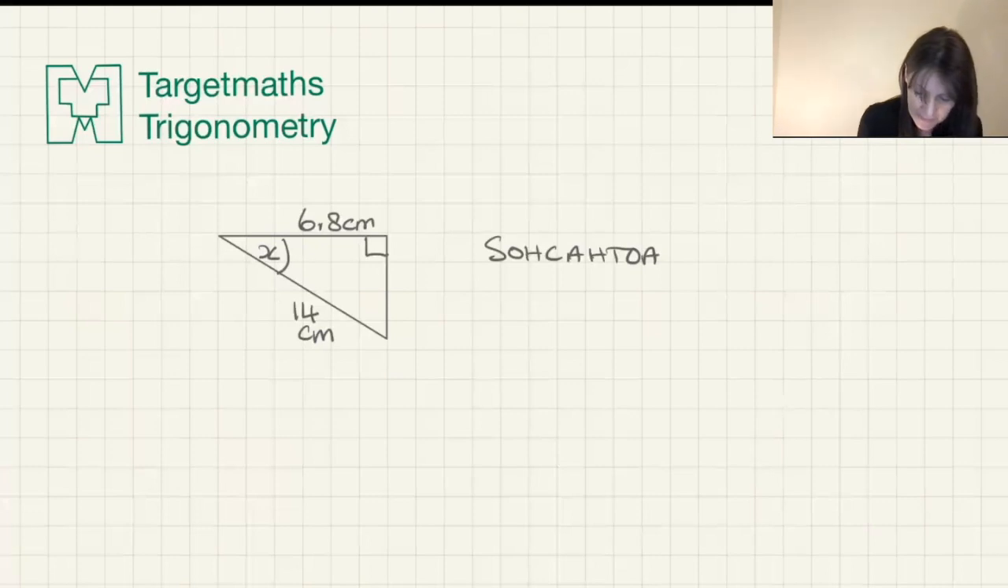Okay, so let's label these sides. Haven't done that yet. O's over there, H and A. So my important sides are A and H. They're the ones with some information. So that's cosine. So we've got cos theta is A over H. Now go and get the information.